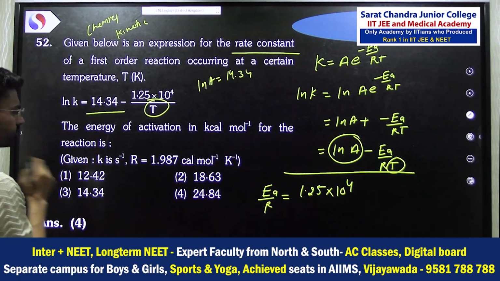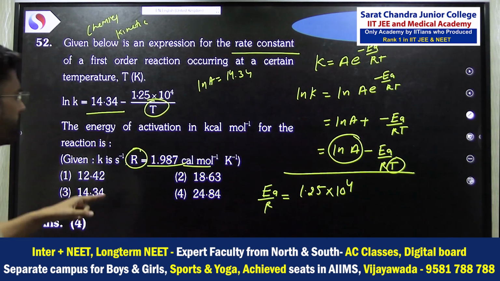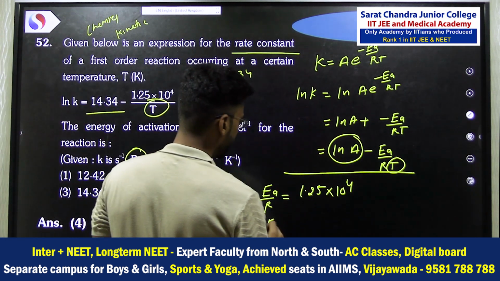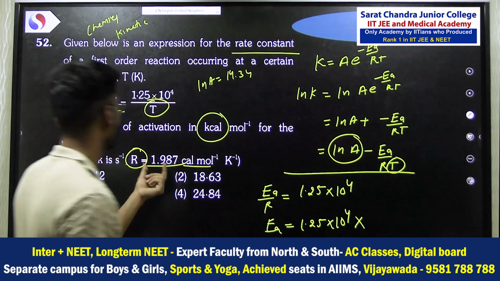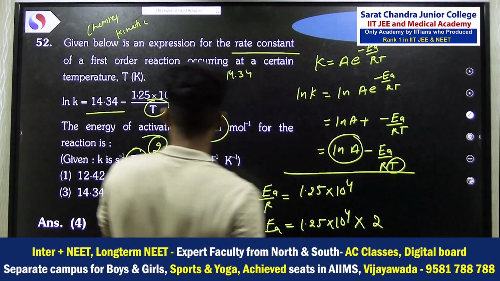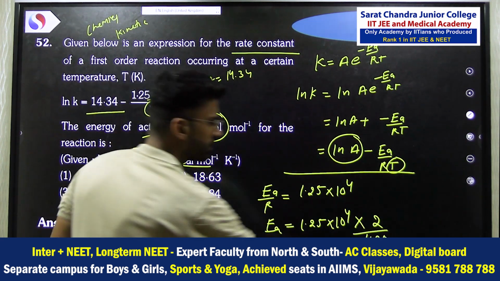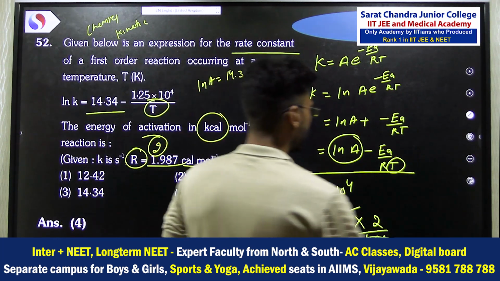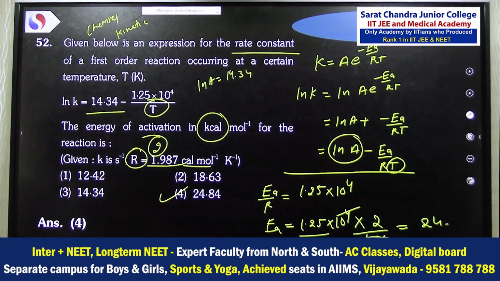So the R value is already given, 1.987 calories per mole. But they demand the answer in kilocalories per mole. So what do we need to do? EA is equal to 1.25 into 10 raised to power 4 into, I can assume approximately, 2 calories per mole. I have to convert into kilocalories, divided by 1000. 3 zeros, 4 cancel. So 12.5 multiplied by 2. So it is approximately 24 point something. So option number 4 is correct.